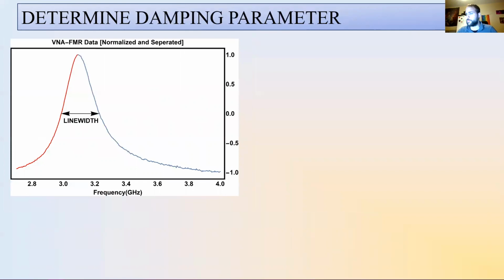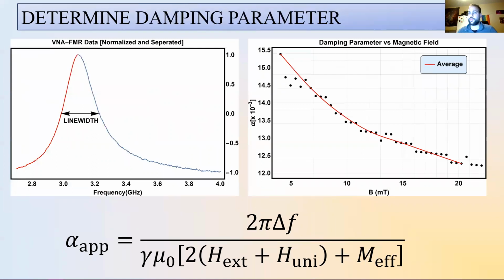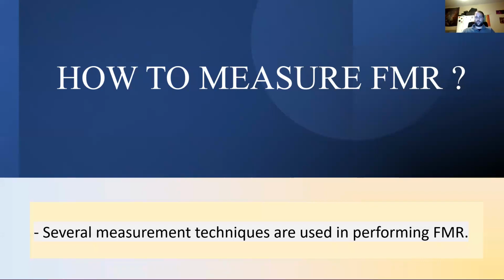as a result of the preceding analysis. Furthermore, we can find the damping terms for a given material like this, by using the mathematical representation between the delta frequency and the damping parameter. This delta frequency term comes from every individual resonance condition, and by calculating all of them, we can find the damping term. So how to measure FMR?